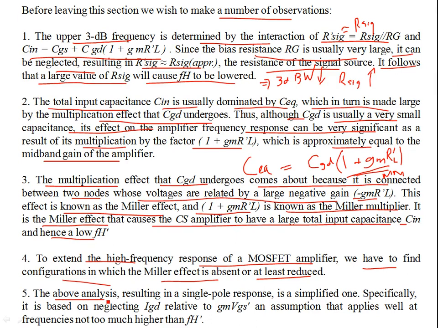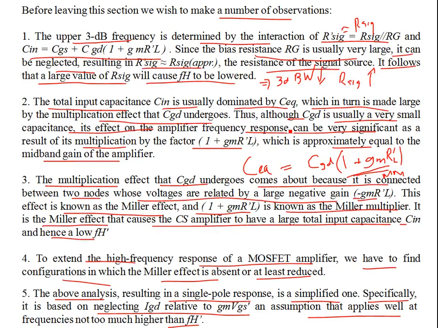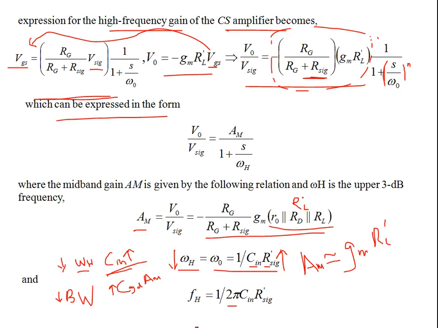The above analysis results in a single pole response and is a simplified one. Specifically, it is based on neglecting IGD relative to GM VGS prime, an assumption that applies well at frequencies not much higher than FH prime. So it's again a single pole circuit. That's why you have minus 20 dB per decade, and it's a very simplified circuit analysis. We neglected IGD, which you can do in the vicinity of FH, but for frequencies that are not much higher than FH, CGD has to be ignored.